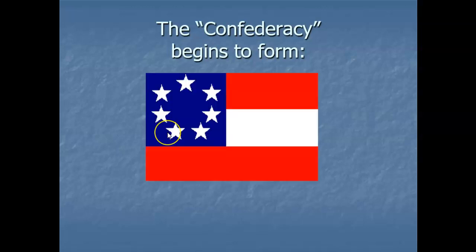What happens next is, now that you have 7 states, the Confederacy as a government, and as what they would refer to as a country, begins to form. They create a flag. It looks somewhat like the American flag with the same colors. You now understand why there are 7 stars here. They represent those early 7 states that seceded.